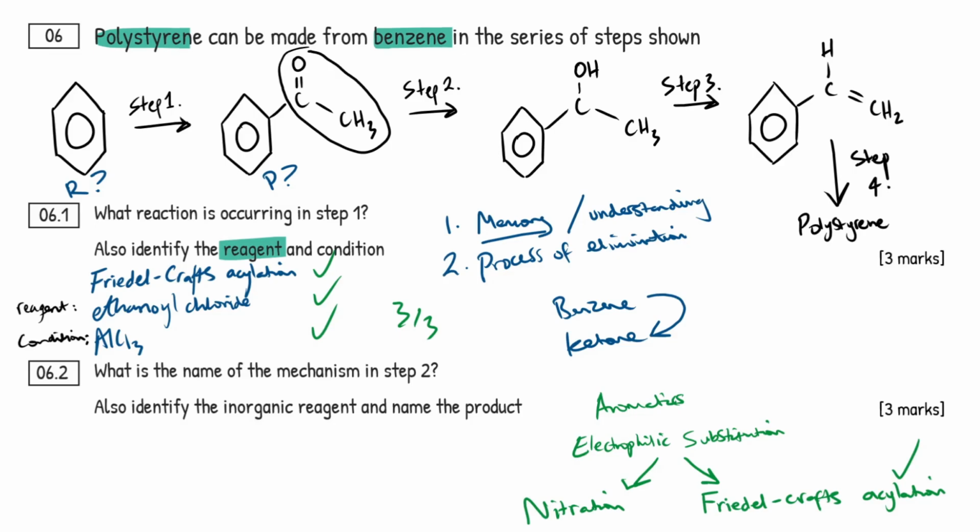Very similar format of a question, but instead of being reaction, reagent, condition, they switched it out to be mechanism, inorganic reagent, and product. All right, so it's a few different things going on here. Again, I'm going to use the process of elimination and memory. Combine those two things, organic synthesis, you should get, like this entire question 6 is 10 marks. You should get 10 out of 10 marks every time.